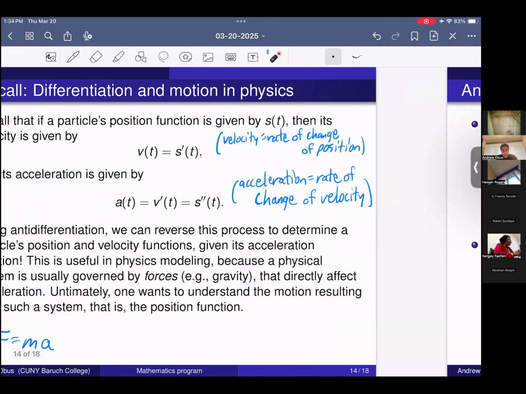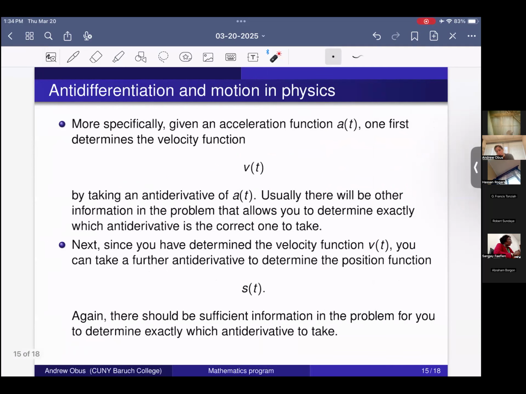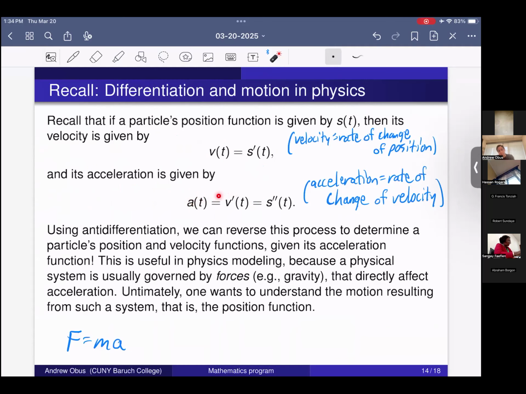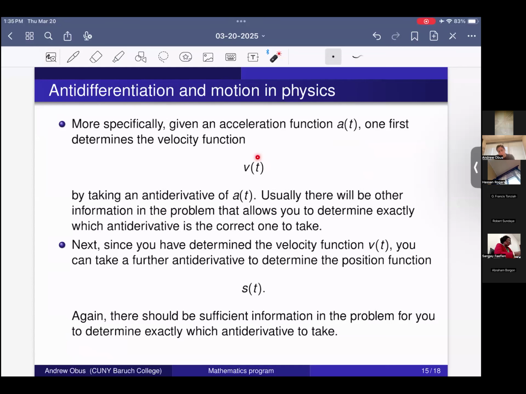Okay? So more specifically, if we're given an acceleration function, a of t, first you can determine the velocity function by taking an antiderivative of a of t. We have that acceleration is the derivative of velocity. That means velocity is the antiderivative of acceleration. It goes in reverse, right? Usually there's going to be other information in the problem that will tell you exactly which is the correct antiderivative to use, just like in the previous problem when we had f of 0 equals 1. There's going to be some physical constraint in the problem.